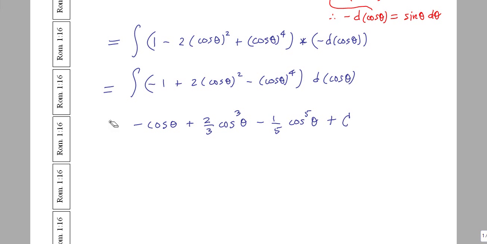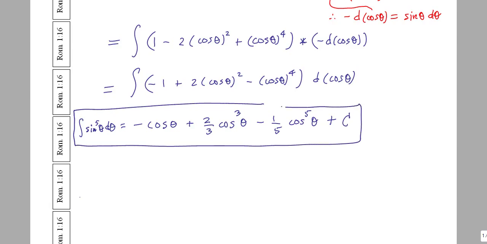And so we have shown that the integral of sine to the fifth power theta d theta is equal to all of this. And you can just compare notes between this video and the last video and see the analogies between the two. Okay, thank you for your patience and watching, and we will see you in a future video.